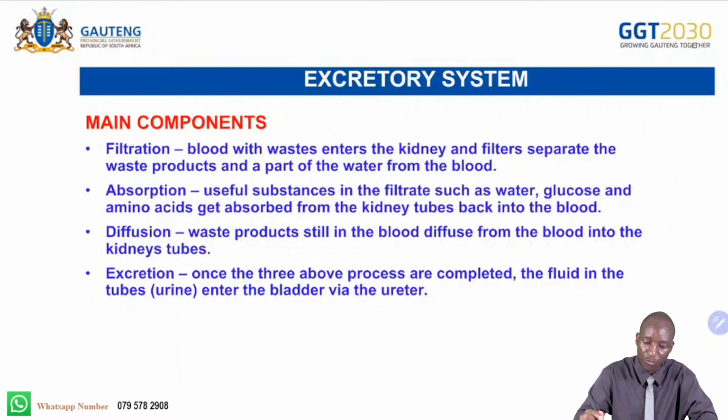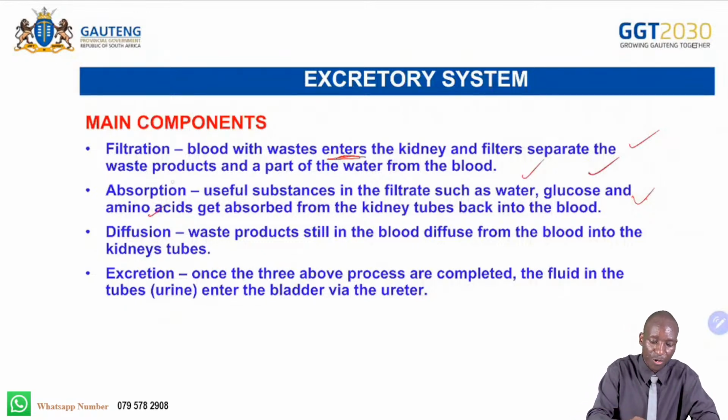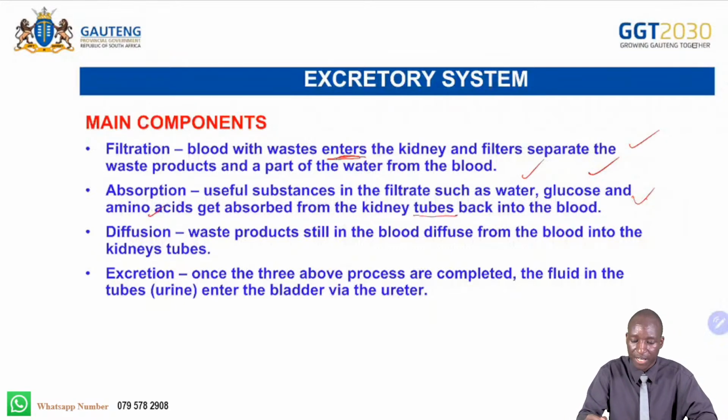Number 1, we've got what is called filtration. Under filtration, blood with waste enters the kidney and filters separate the waste products and part of the water from the blood. Then absorption, that's process number 2. Useful substances in the filtrate such as water, glucose, and amino acids get absorbed from the kidney tubes back into the blood.